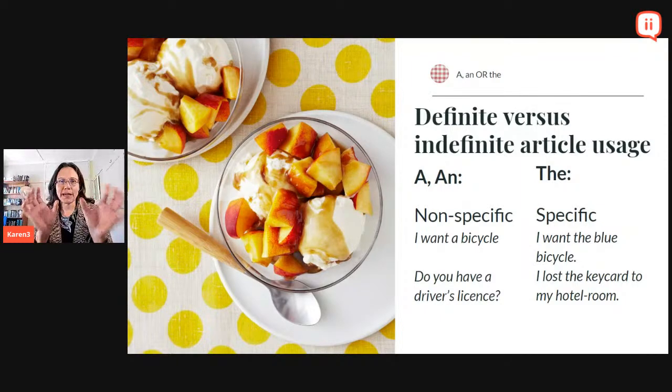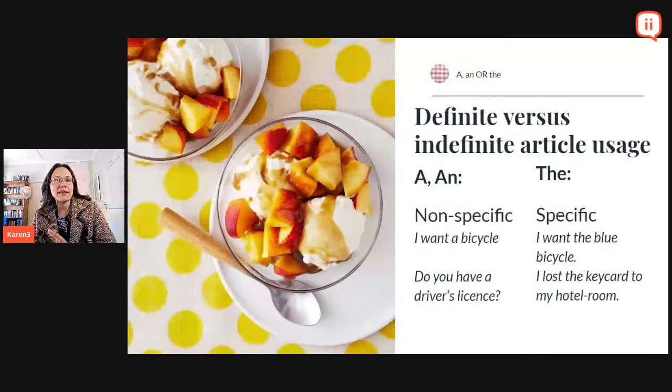So if you talk about a bicycle, I want a bicycle. A bicycle is non-specific. The blue bicycle is very specific. He's talking about that one over there. A bicycle, any old one, a racing one, a mountain bike one, any old bike. Okay? Do you have a driver's license? It could be a driver's license for a tractor or a car or a truck, anything like that. Any driver's license.